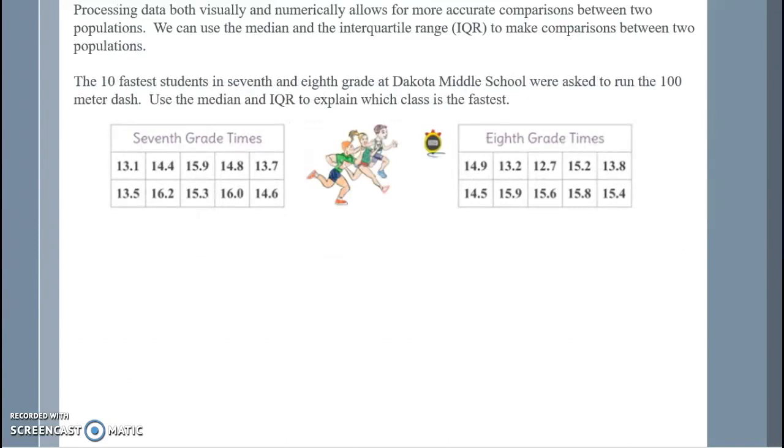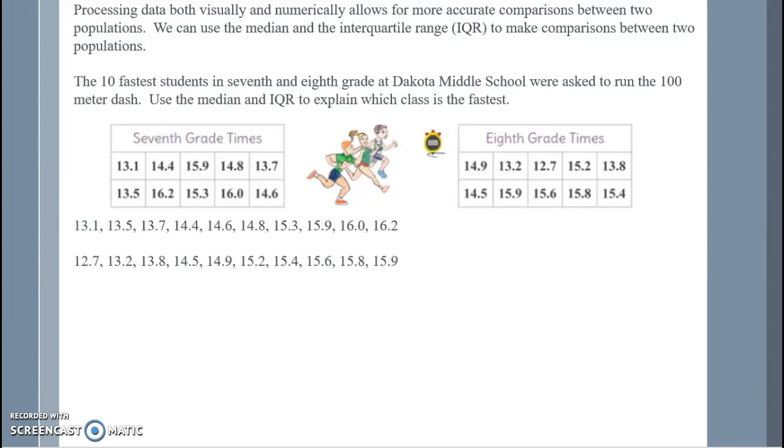Processing data both visually and numerically allows for more accurate comparisons between two populations. We can also use the median and interquartile range to make comparisons between two populations. The 10 fastest students in 7th and 8th grade at Dakota Middle School were asked to run the 100-meter dash. Use the median and interquartile range to explain which class is the fastest.